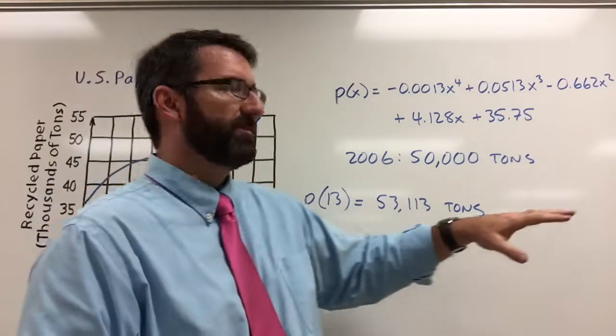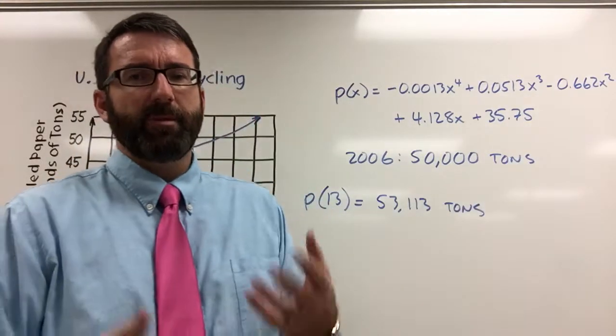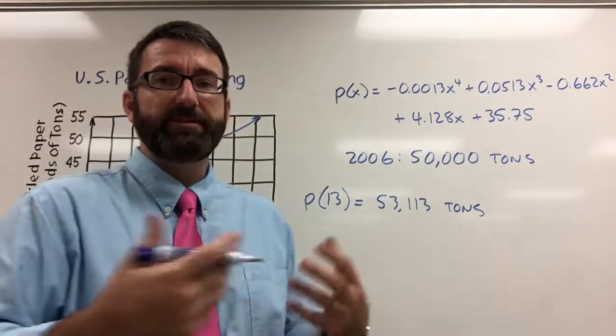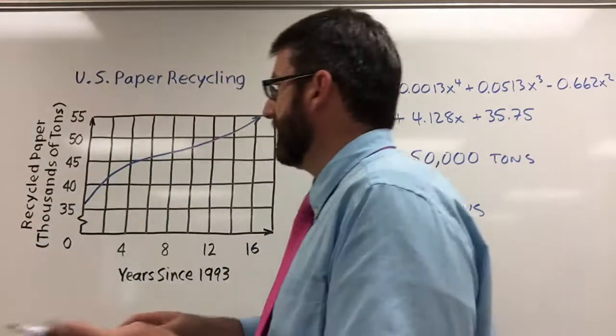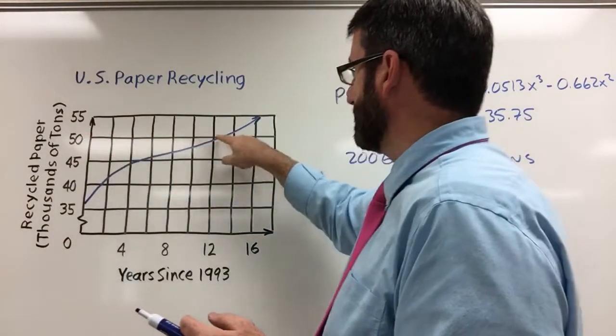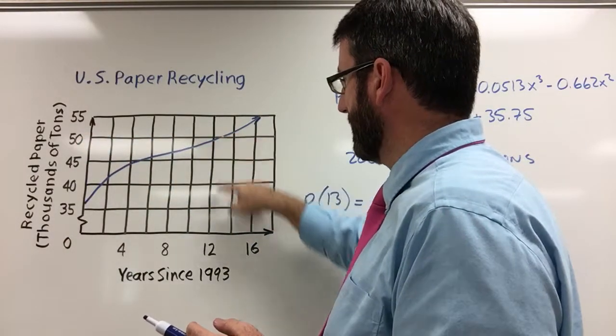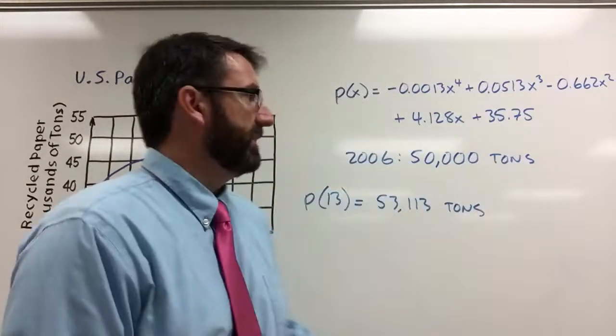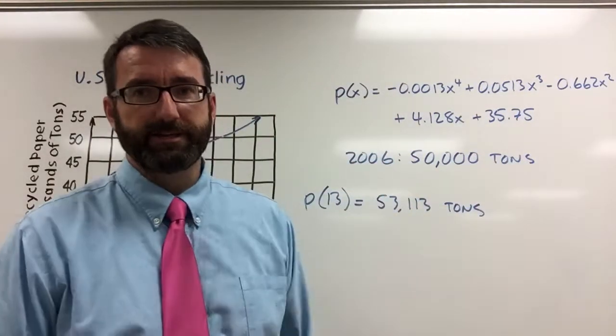Which leads us to part B of this question. Part B of the question says estimate when we're going to reach 50,000 tons. Well, the way to do that is to look first for 50,000 tons, come out this way, see where it's crossing here, and come down, and we see that's at year 13, which we know is in year 2006.